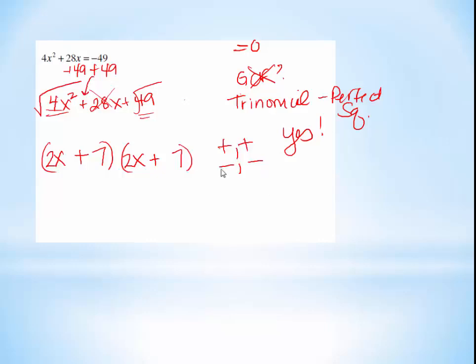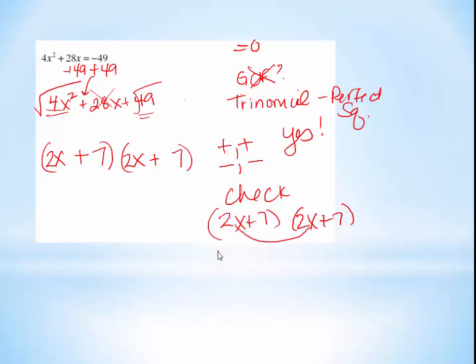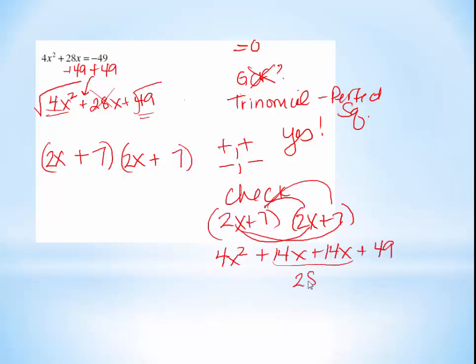Now, how do I know if I'm right? Notice how I totally ignored 28. Now this is where that comes back into play. Let's check this. Let's go ahead and distribute these two parentheses out. That will give me 4x squared and 14x. Another 14x. 7 times 7 is 49. If I add those together, I'm going to get 28x in the middle. Will that work? Was that what I started with back up here after I put it all on one side?